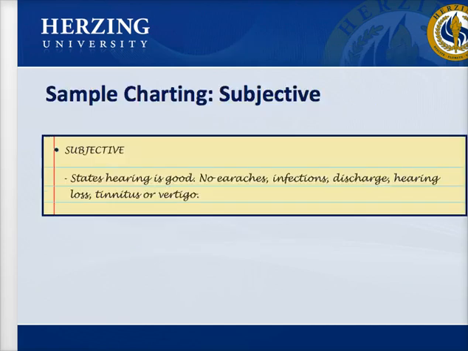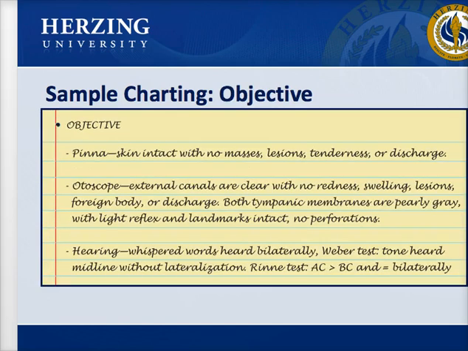This next slide is an example of subjective charting, and it states hearing is good, no earaches, infections, discharge, hearing loss, tinnitus, or vertigo. And your objective note: pinna, skin intact with no masses, lesions, tenderness, or discharge. Otoscope, external canals are clear with no redness, swelling, lesions, foreign body, or discharge. Both tympanic membranes are pearly gray with light reflex and landmarks intact. No perforations. Hearing, whispered words heard bilaterally. Weber test, tone heard midline without lateralization. Rinne test, AC is greater than BC bilaterally.